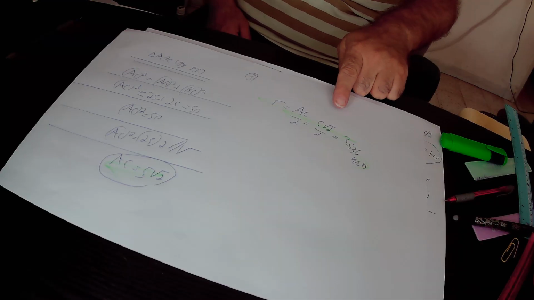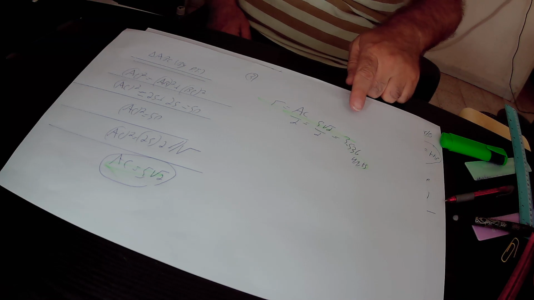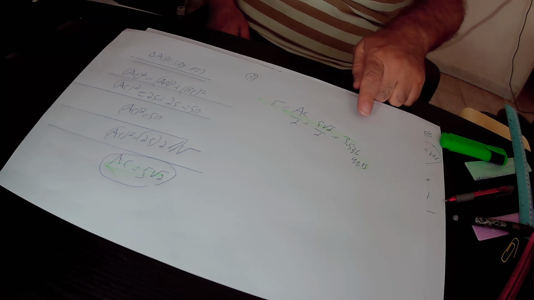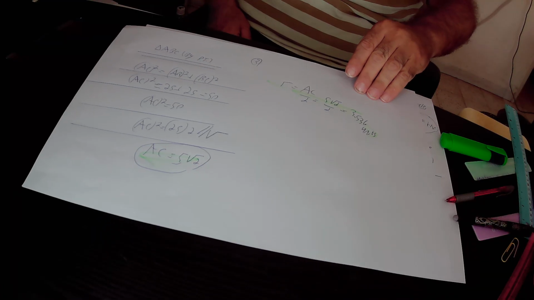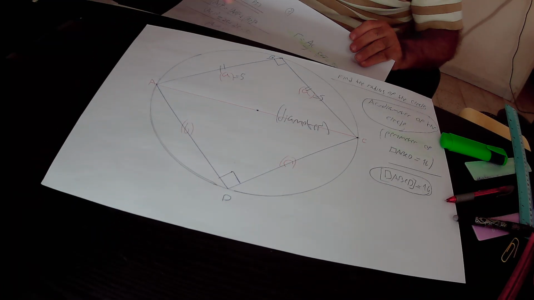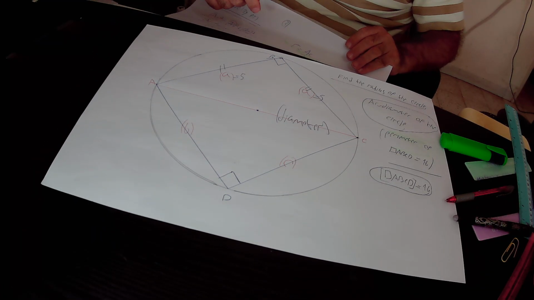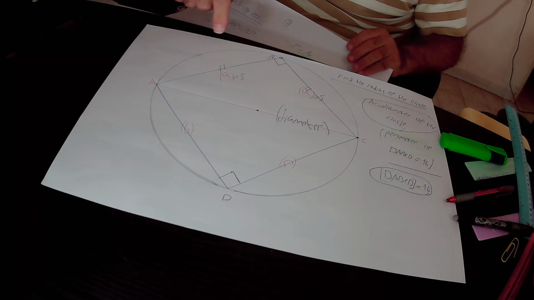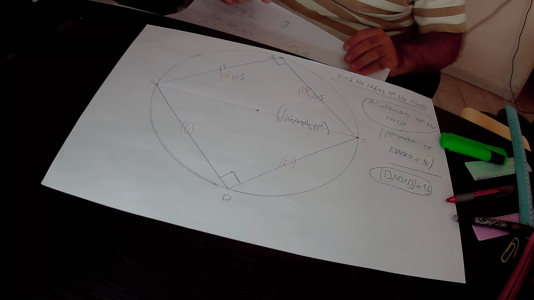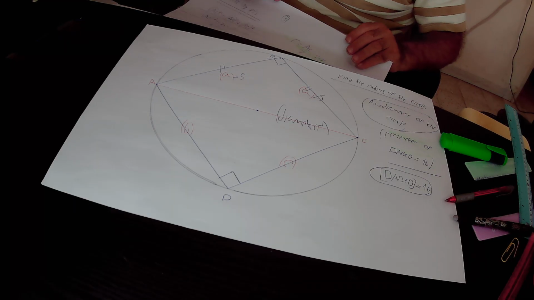AC is 5 times square root of 2, and therefore the radius must be equal to 5 times square root of 2 over 2, that is 3.536 units in its length. So in total, we find that the radius of this circle is either 5 times square root of 2 over 2 units in its length, or in terms of numbers, the radius R equals 3.536 units in its length.